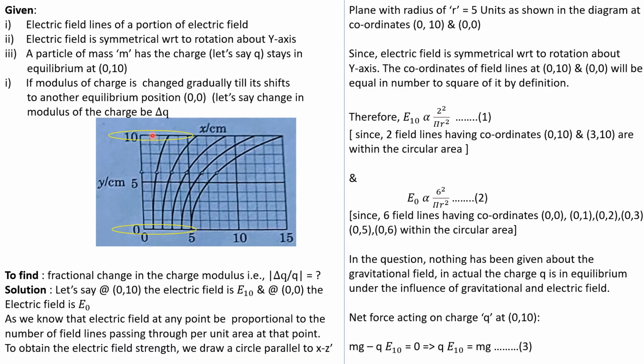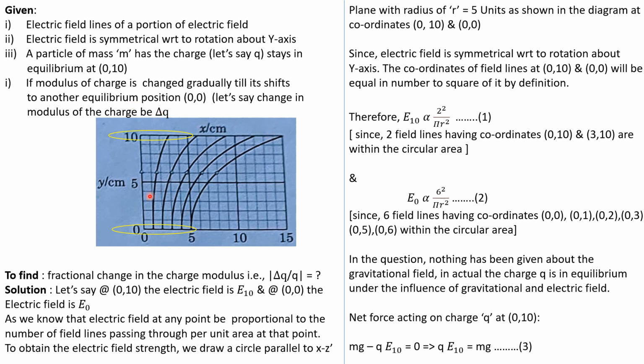The question says particle having a charge, let us say that charge be small q, is kept here initially and it was in equilibrium. Then later we started extracting or adding the charge in it, we don't know. And the next equilibrium position is at 0, 0, means at this point. This one is y-axis, this one is x-axis.